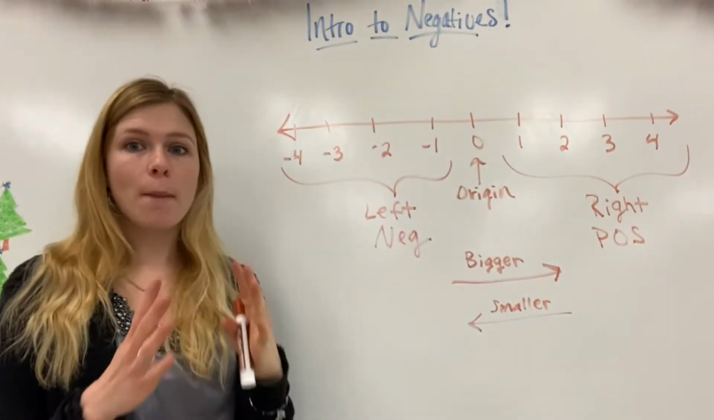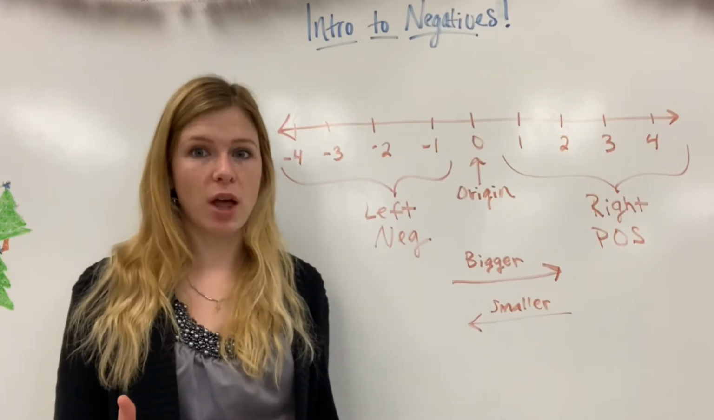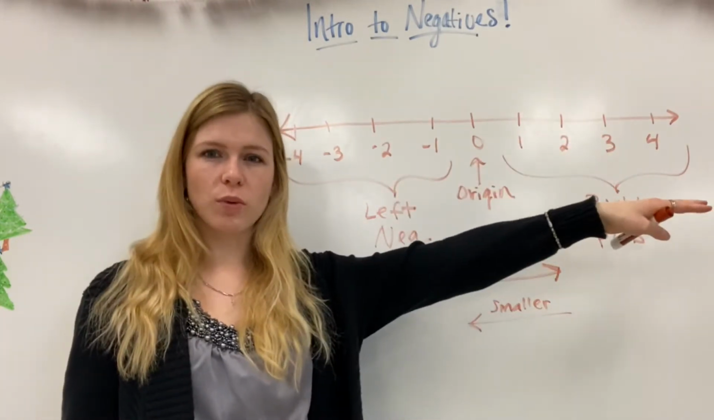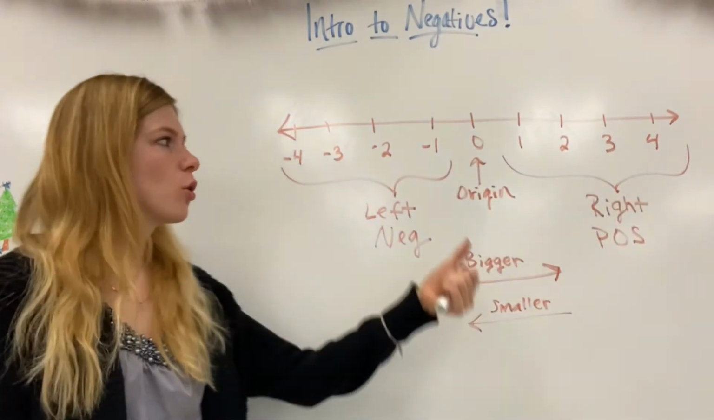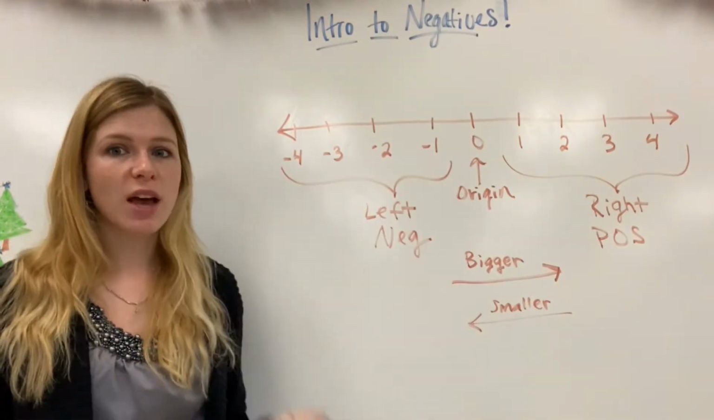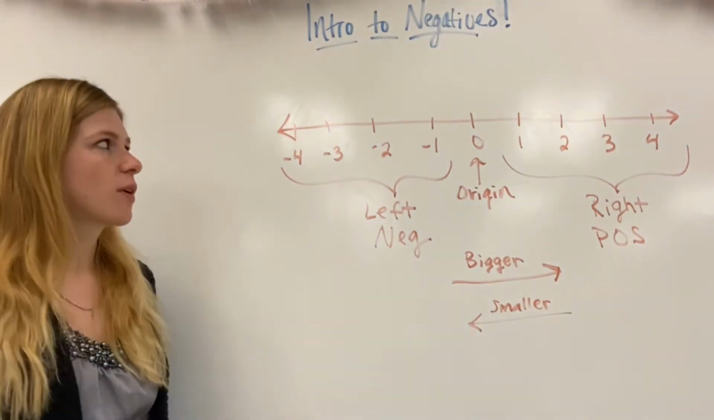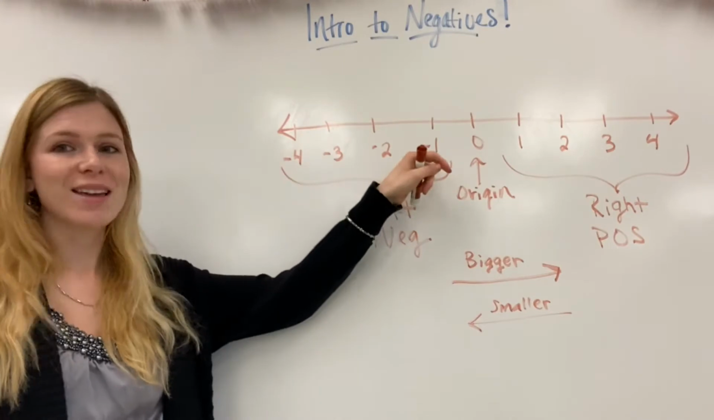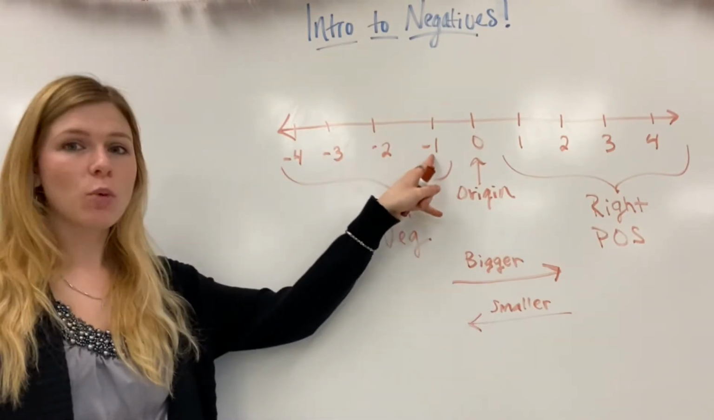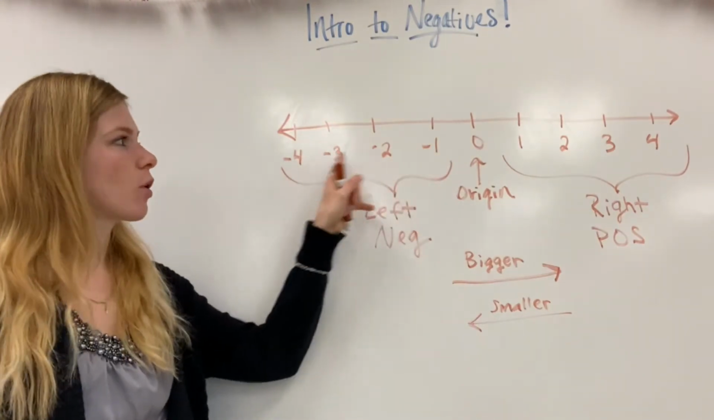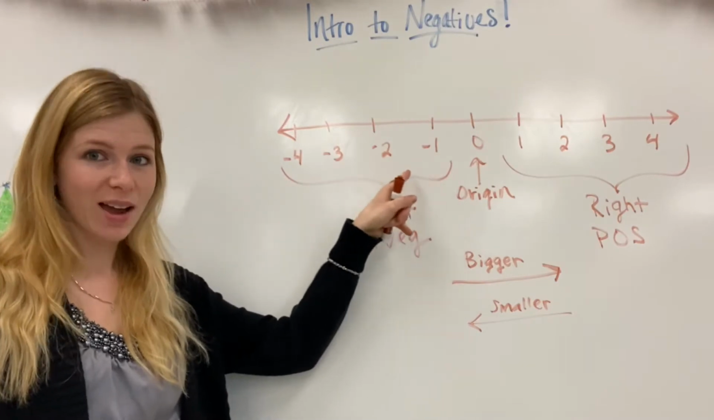So if you're trying to compare two numbers, look at the number line. Which one is furthest to the right? That's the bigger number. Which one is furthest to the left? That's the smaller number. So if I'm comparing negative 4 and negative 1, negative 1 is bigger than negative 4 because it's on the right side.